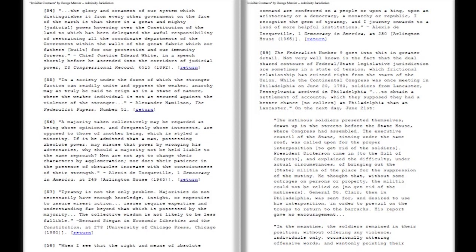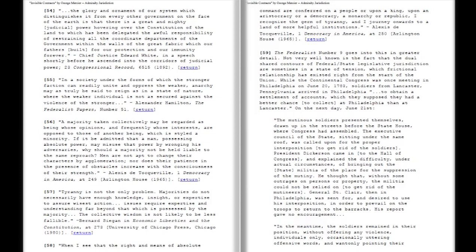Return. 59. The Federalist number 9 goes into this in greater detail. Not very well known is the fact that the dual shared contours of federal/state legislative jurisdiction are sometimes in a state of tension, which frictional relationship has existed right from the start of the Union. While the Continental Congress was once meeting in Philadelphia on June 20, 1783, soldiers from Lancaster, Pennsylvania arrived in Philadelphia to obtain a settlement of accounts, which they supposed they had a better chance to collect at Philadelphia than at Lancaster. On the next day, June 21, the mutinous soldiers presented themselves, drawn up in the streets before the State House, where Congress had assembled.